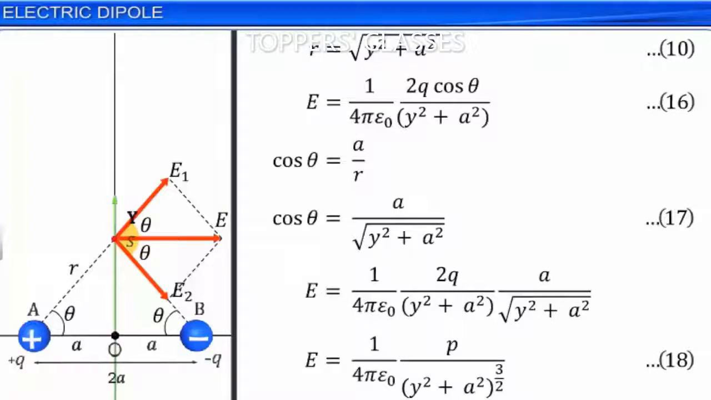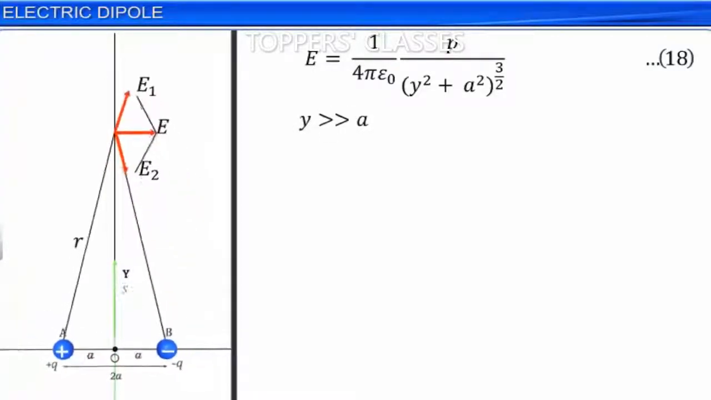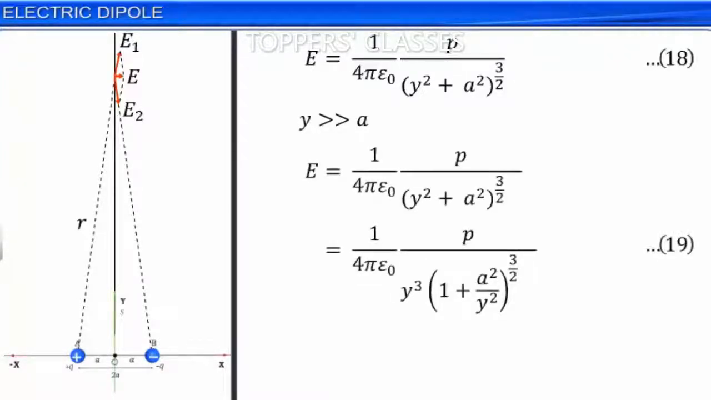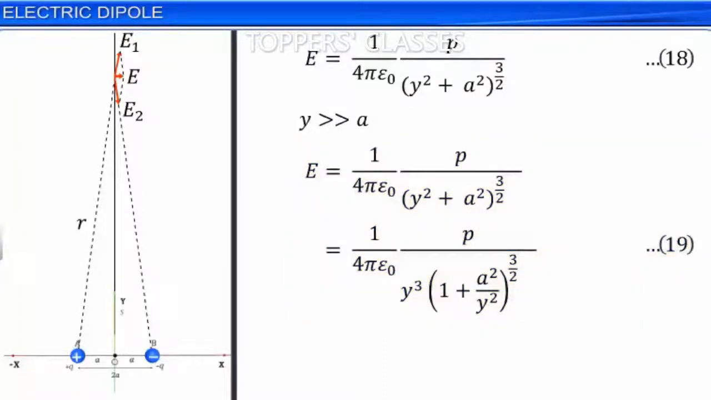When the point S is at a very large distance from the center O, then y is very large as compared to a. Then, writing the expression 18 as in equation 19 and neglecting the term a square by y square for y which is very large as compared to a, and on further simplification, we get E is equal to 1 by 4 pi epsilon naught p by y cube. Let this be equation 20.